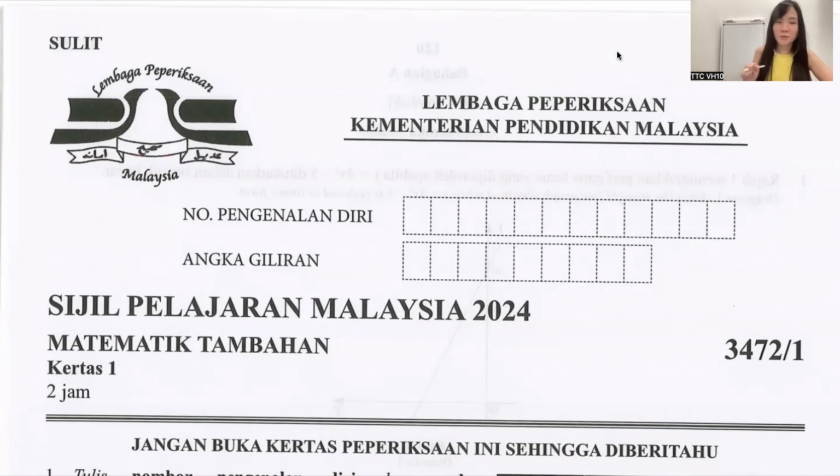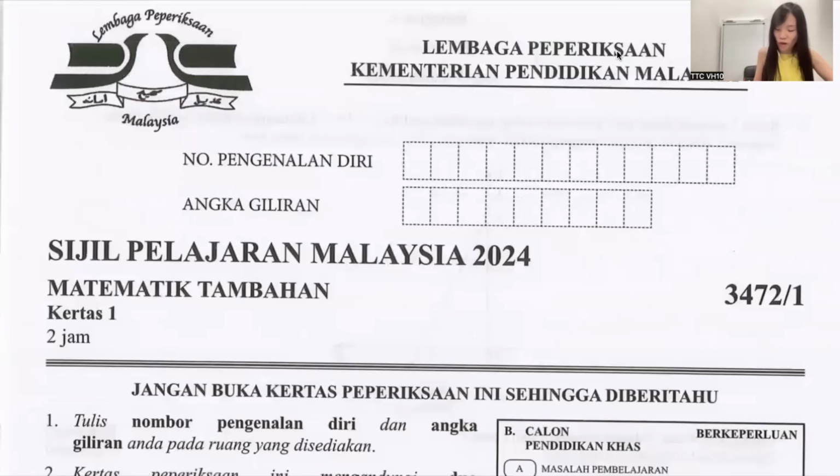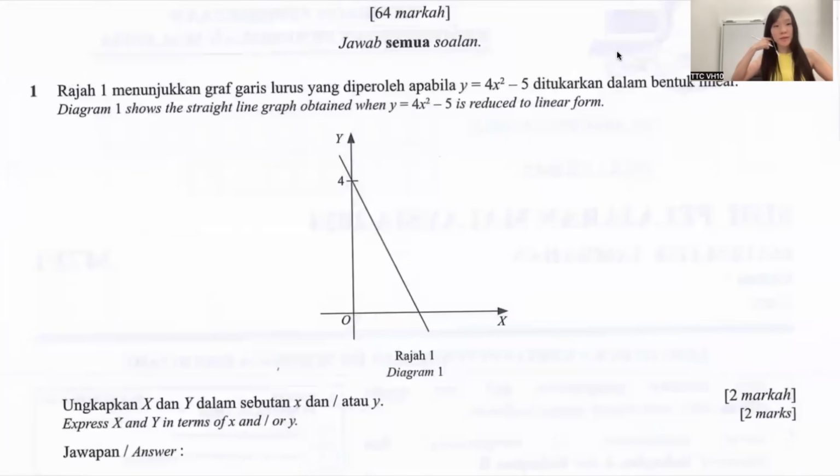So today we are doing SPM 2024. Let's go. We are doing paper 1 today, yeah? So guys, for question 1, they say, diagram 1 shows a straight line graph obtained when y equals 4x squared minus 5 is reduced to linear form.